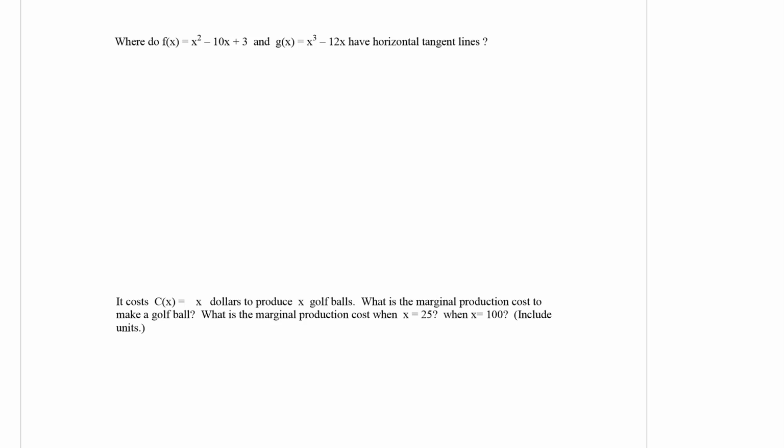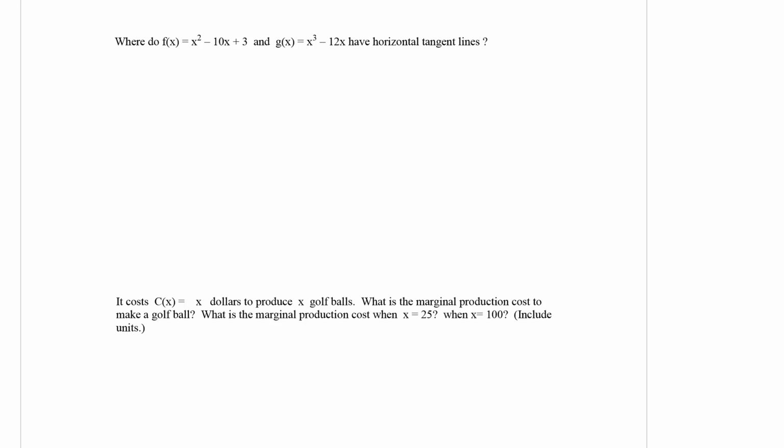We're still working in 2.5. I want to continue with some examples that'll help you out. This says, where does f of x equals x squared minus 10x plus 3 and g of x equal to x cubed minus 12x have horizontal tangent lines?